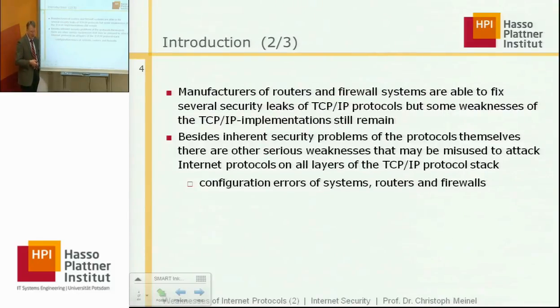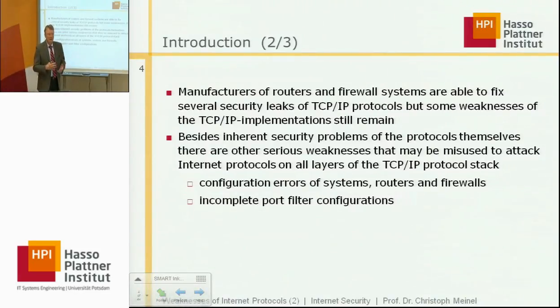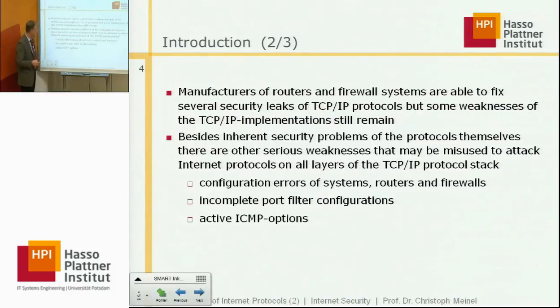So on all the protocol stack layers, it's possible for attackers to misuse something to create an attack. But besides these inherent mistakes, there are also other problems that help attackers perform an attack. For example, configuration errors in systems, in firewall systems, in routers. Even if routers and firewalls provide means to secure against such attacks and to overcome some security leaks, if they are not correctly configured, it does not help so much. Also, port filtering is an important security tool, and if it's done in an incorrect or incomplete way, then it opens doors for attacks and attackers.